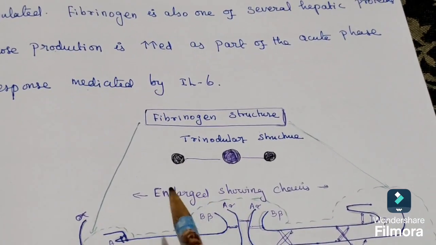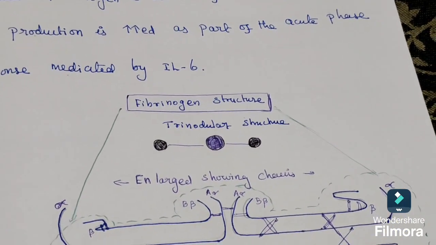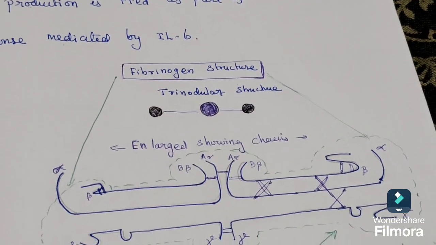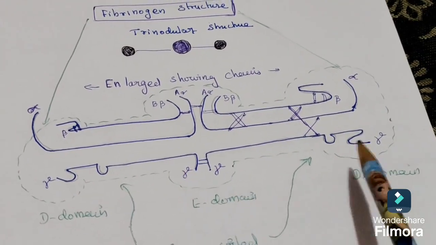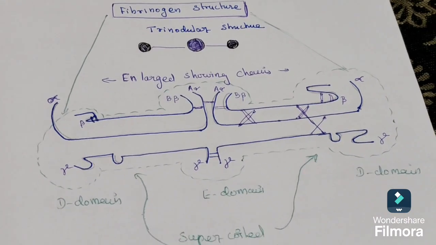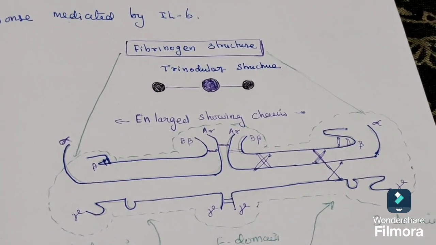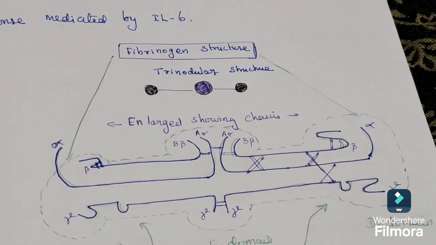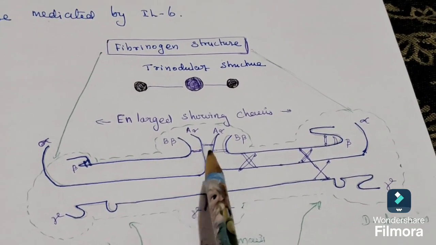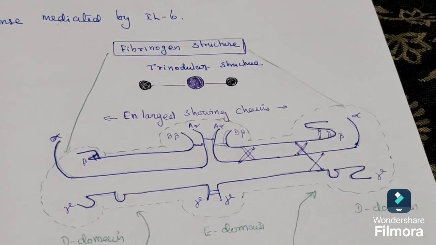So this is the trinodular structure, three chains A alpha, B beta, gamma, with disulfide bonds and polypeptide chains, the central nodule E domain, and the terminal D domains. At this central nodule, thrombin cleaves a small peptide from A alpha and B beta in this region, forming fibrin.